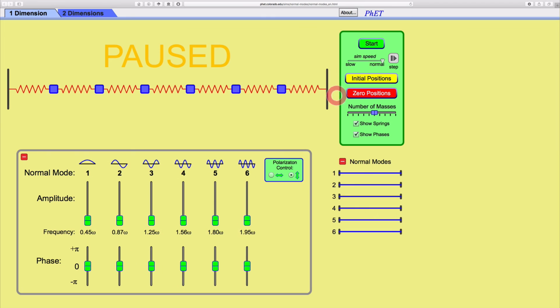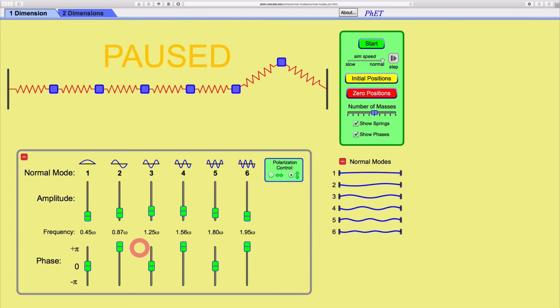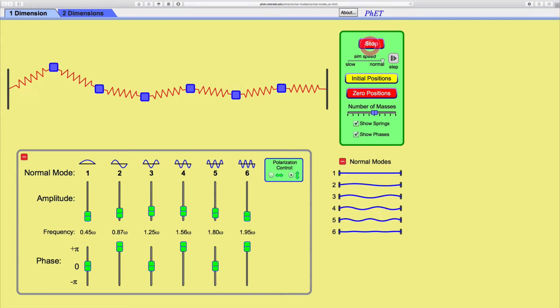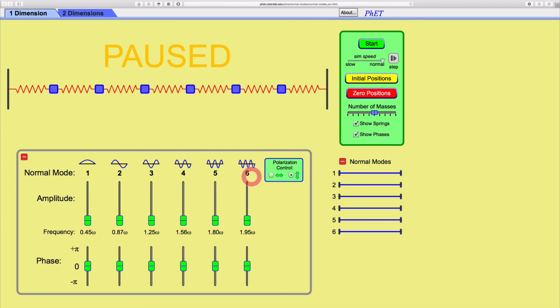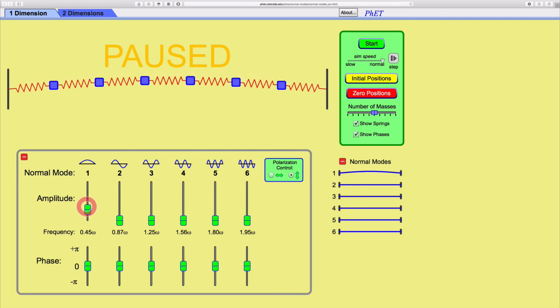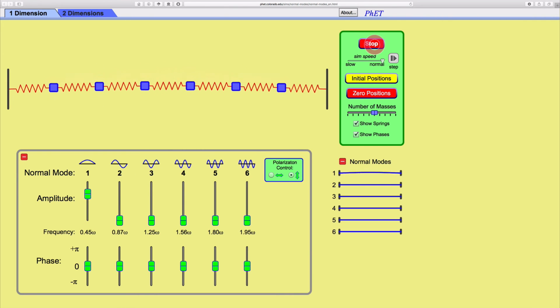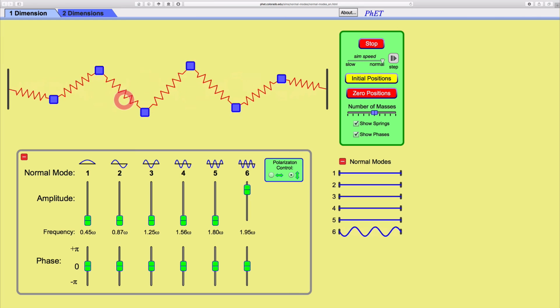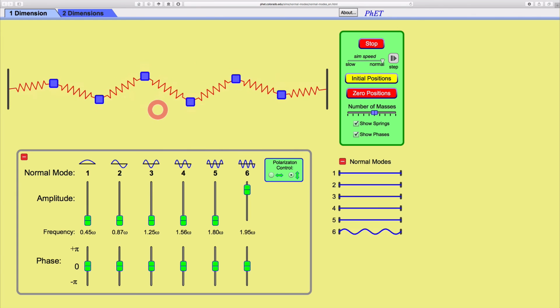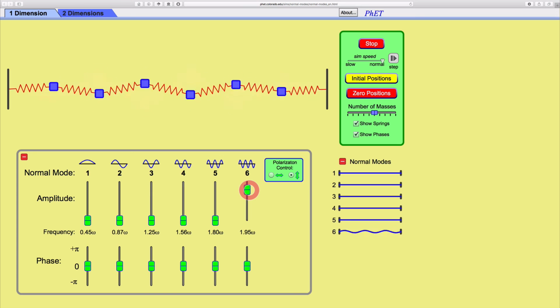So again, we can do this trick, we can displace a single mass. This shows us the superposition of normal modes. We can start the simulation, and now we see how the situation evolves. We can stop, zero the masses, and look at the normal modes on their own. So that's the first normal mode, the lowest frequency, like that. The next normal mode looks like this. Fifth normal mode looks like this. And the last normal mode is always the adjacent masses moving in antiphase. So that's how it works for 6 masses.